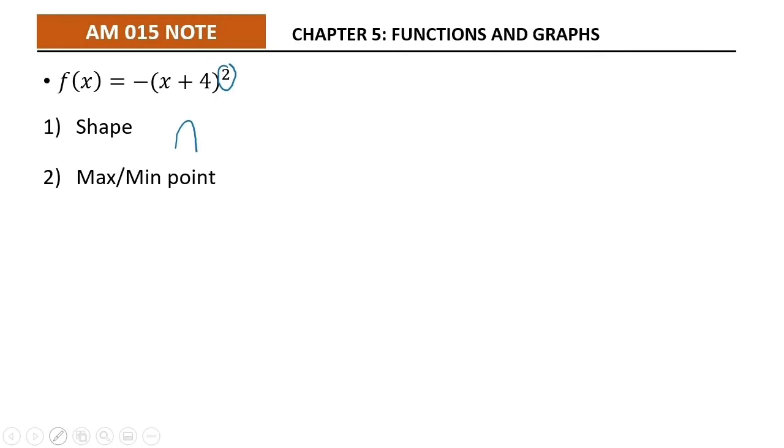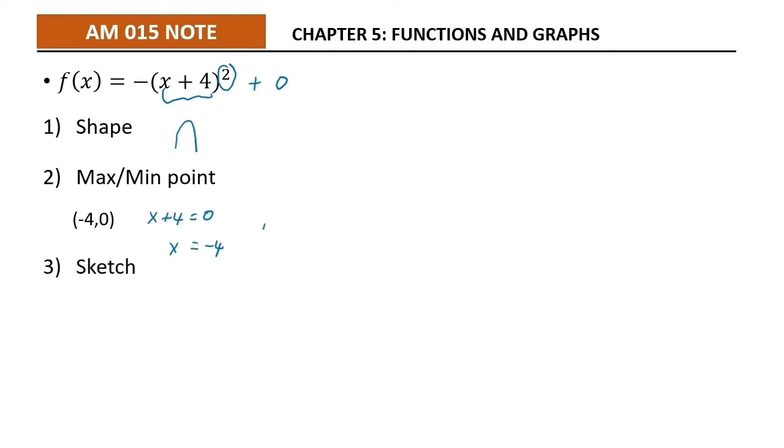Okay, maximum or minimum point. Since this is in the form of completing the square, x inside the bracket: x plus 4 equals 0, so x equals negative 4. And y is the constant outside the bracket, plus 0. So the maximum or minimum point is (negative 4, 0).